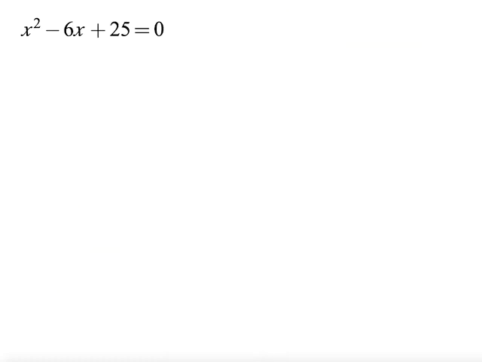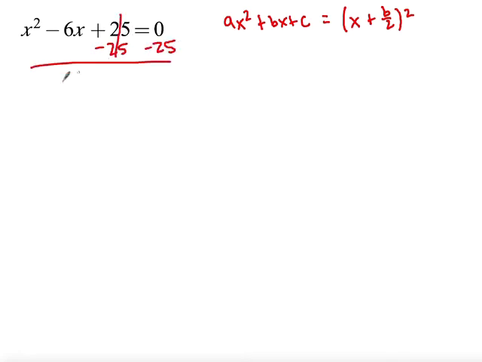x squared minus 6x plus 25 equals 0. So remember, in the end, I'm looking for ax squared plus bx plus c to equal x plus b over 2 squared. So I'm going to start with making sure my a is 1, which it is, and taking this constant and moving it to the other side. So then I'm going to end up with x squared minus 6x equals negative 25.